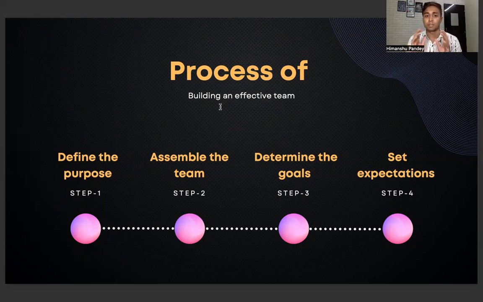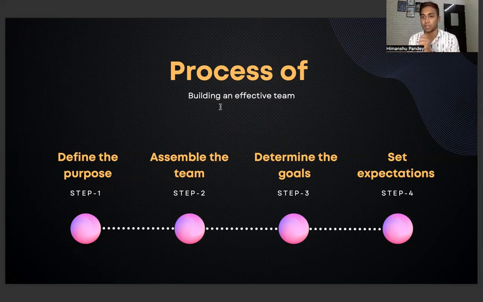So the second step is assemble a team. You have a purpose, then you start assembling a team. Then after assembling, you need to determine their goal. In the very first stage you decided the purpose. In the second step you gather them, and in the third stage you have to determine the goal for them. You have already created a purpose for yourself, but in the third stage you need to determine that goal, why they are with you and why they will work with you. So you have to determine the goal.